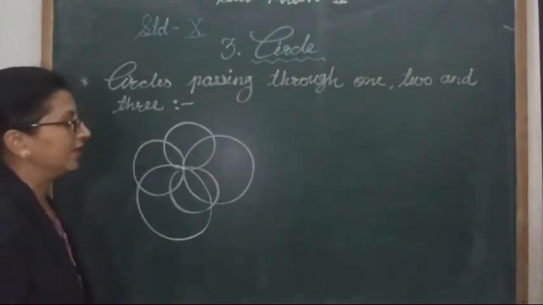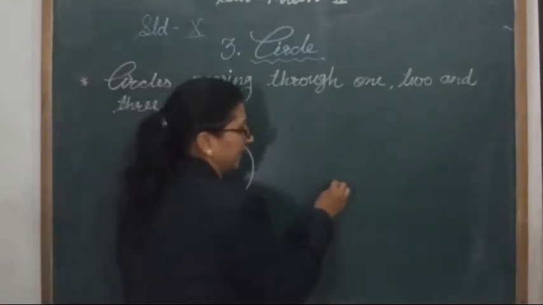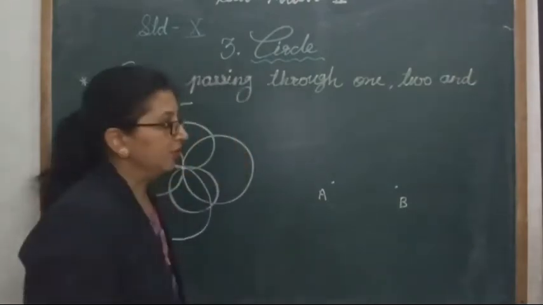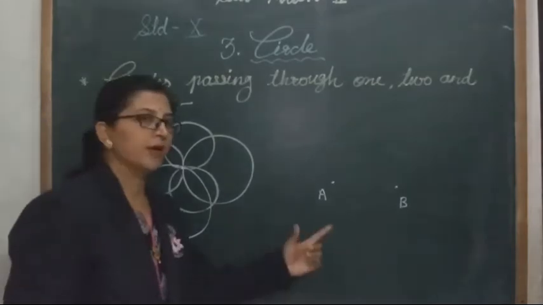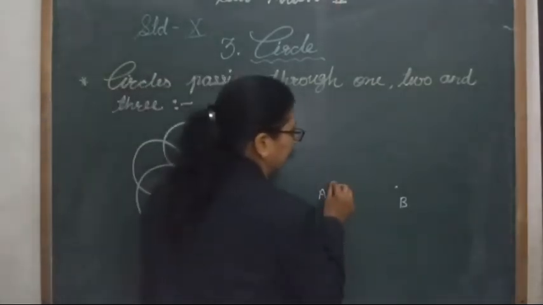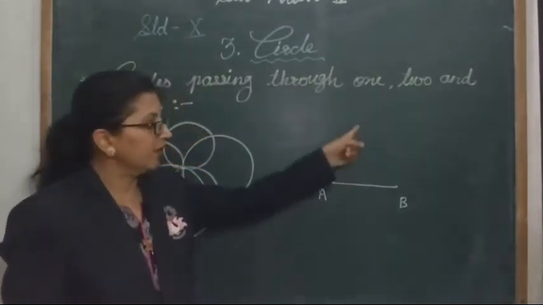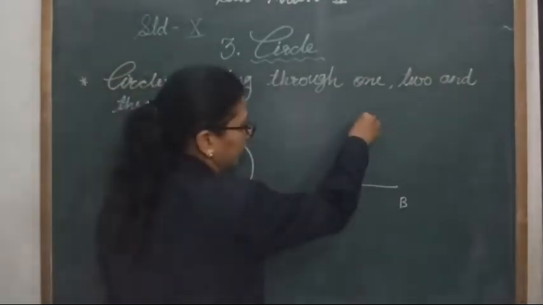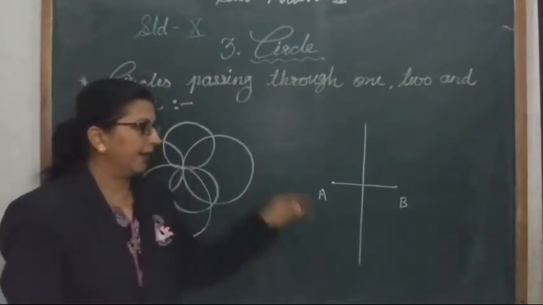Now let's see how many circles we can draw passing through 2 points. Here let's take the 2 points A and B. To see how many circles we can draw passing through these 2 points, let's join A and B. So we'll get the segment AB. Now we'll draw the perpendicular bisector of the segment AB. You already know how to draw it. So let's consider that this is the perpendicular bisector of segment AB.